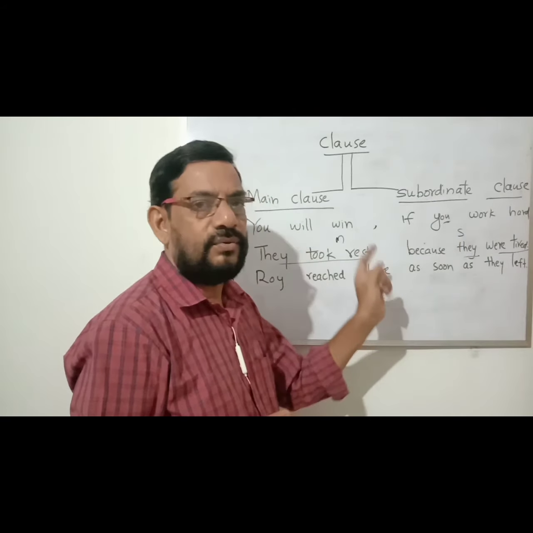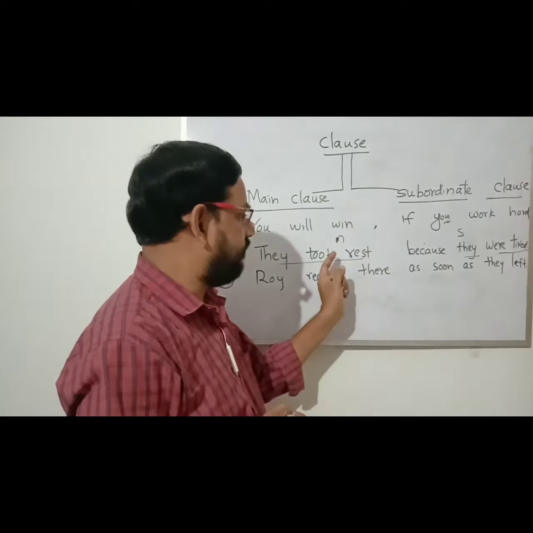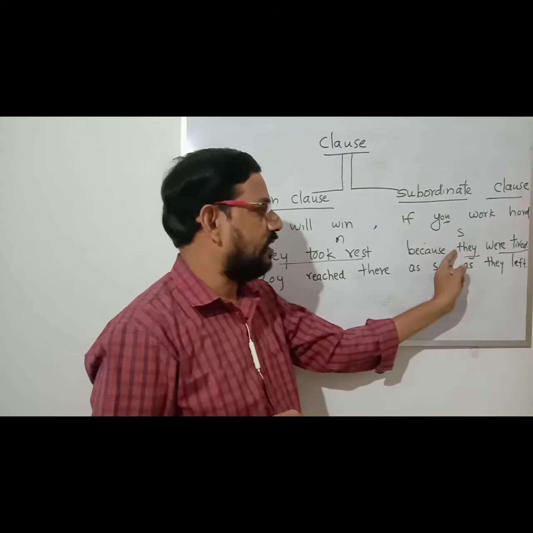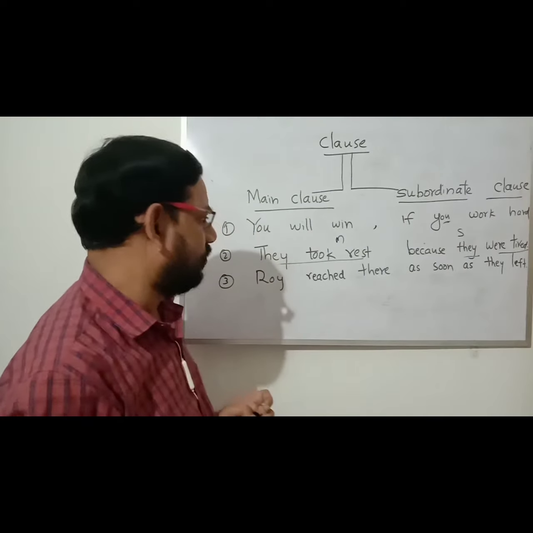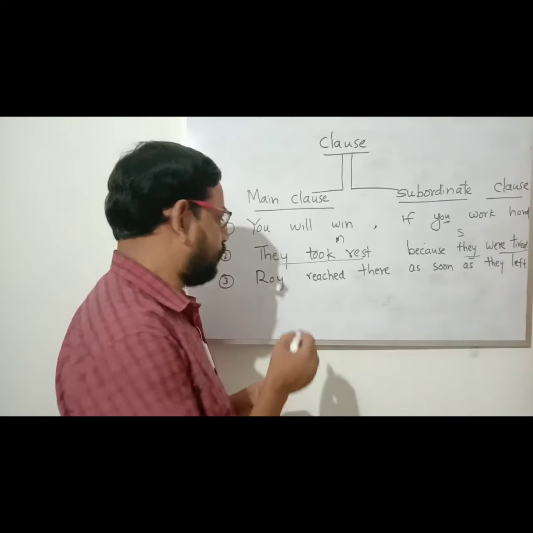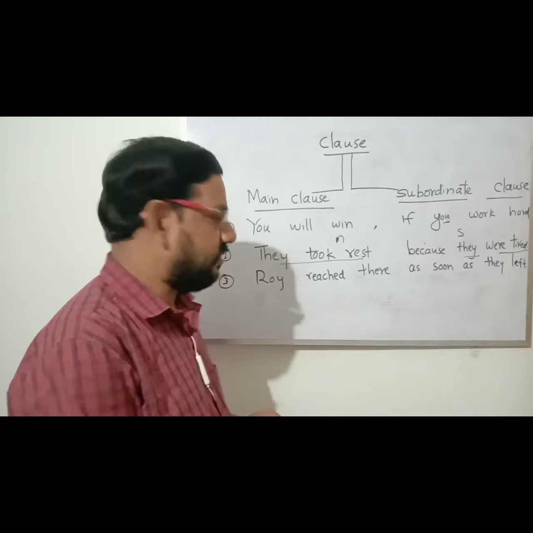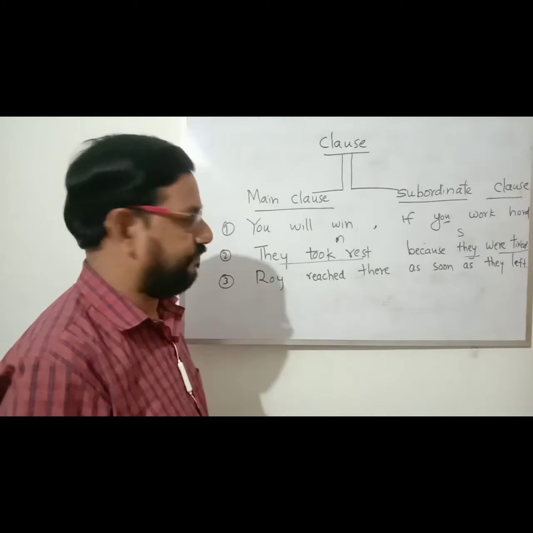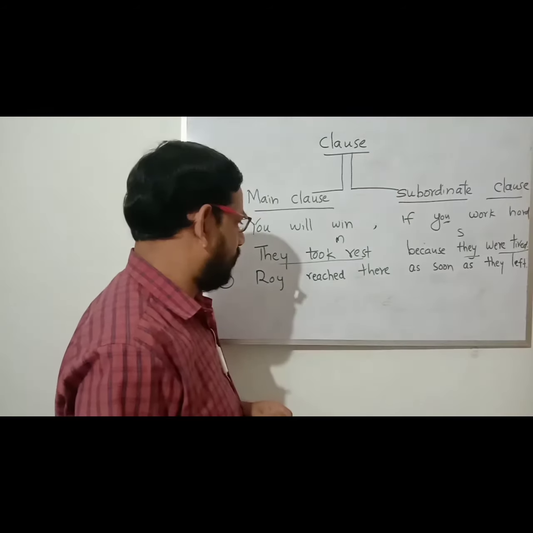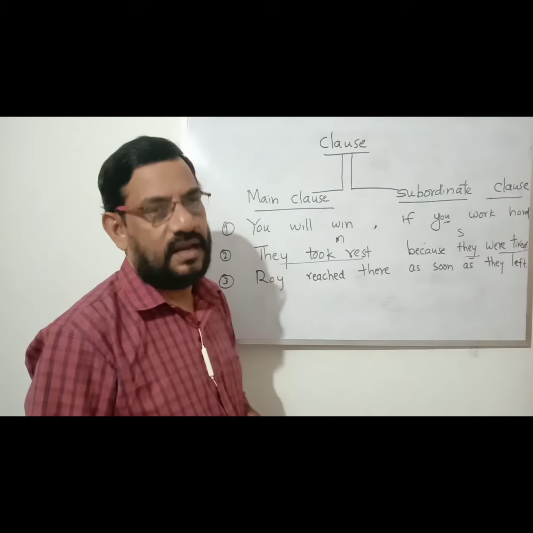There are two clauses. The first clause is a main clause. The second clause is a subordinate clause. Now we can move to the third example. That is, Roy reached there as soon as they left. That's a long sentence.